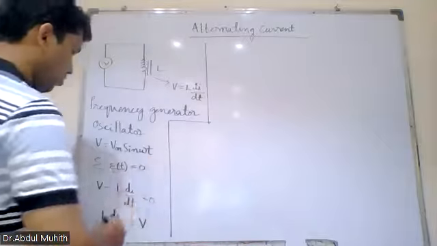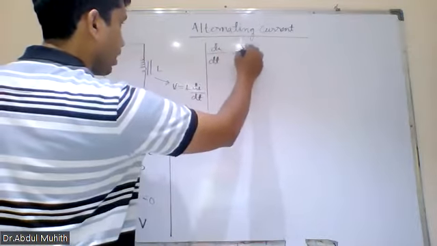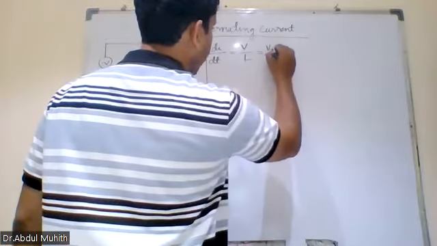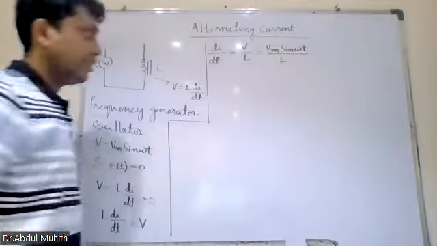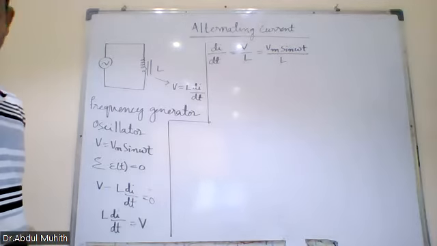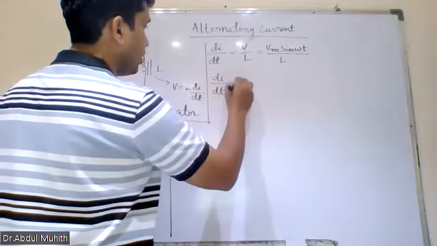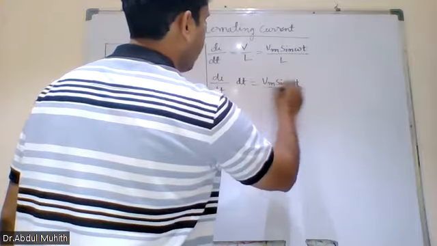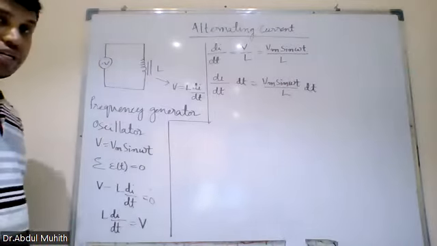Clear? Now after that I am going to solve it. Di by dt is equal to V by L. What is V? V is equal to Vm sin omega t. So di by dt is equal to Vm sin omega t divided by L. Now I am going to apply dt on both sides, so di by dt into dt is equal to Vm sin omega t by L into dt. Are these steps clear to you all?